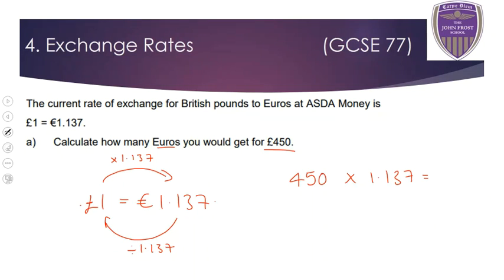And it is 511.65. Okay, and that's in euros. And that came out as 2 decimal places in my calculator anyway. Just remember, sometimes it might not. You may have to round it. Yeah, money is always going to be 2 decimal places in this one. If it doesn't come out as 2 decimal places, then you round it.